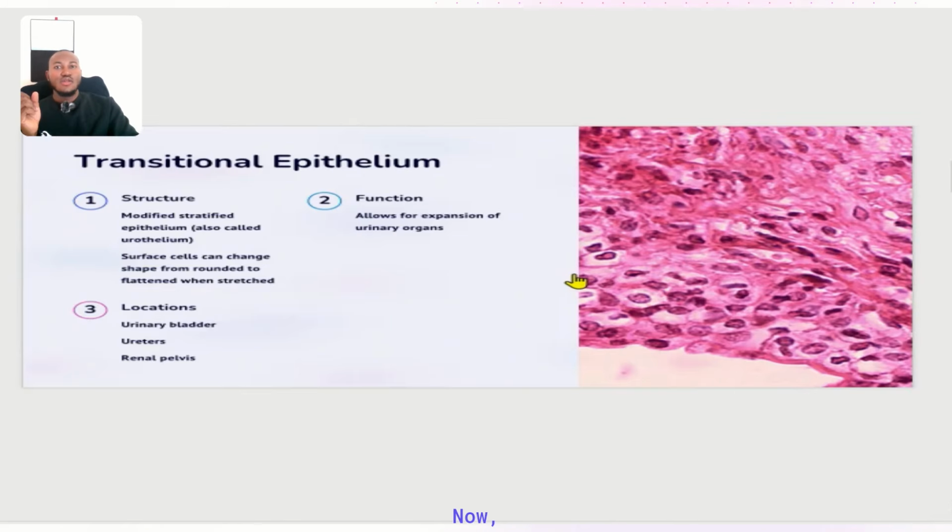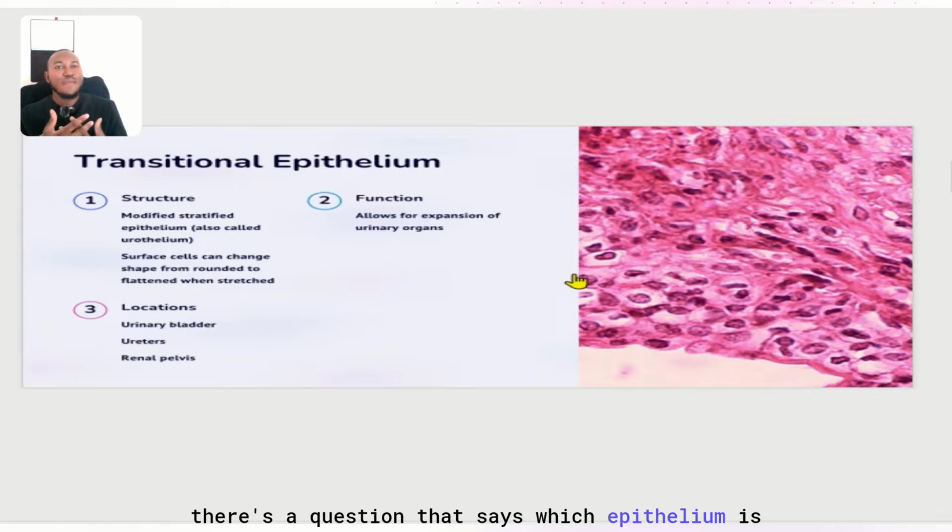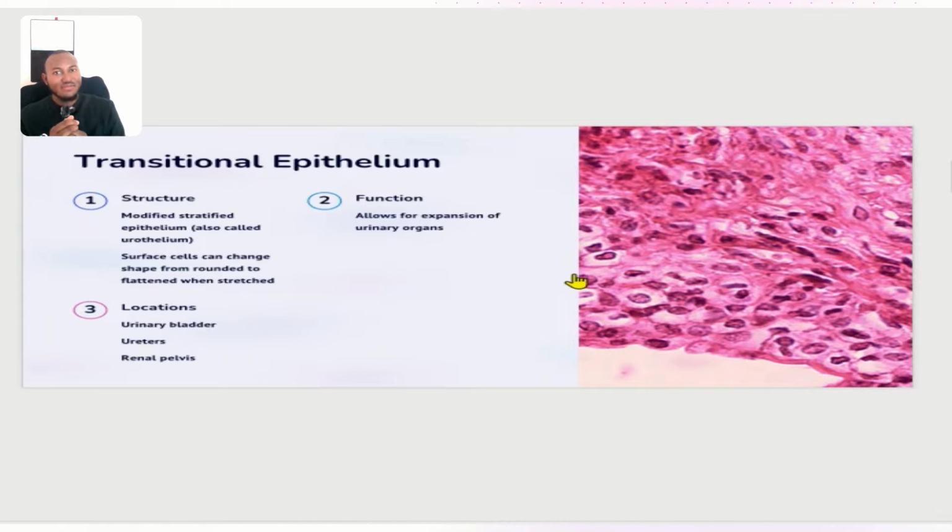You understand? Now, there's a question that says, which epithelium is found in the urinary bladder? Remember, it is what? Transitional. Another name for transitional is what? Urothelium. So if you just see urothelium, you pick that answer. But before that, there are other answers. Like found in a urinary bladder has dash epithelium that resembles dash. Urothelium actually resembles squamous epithelium. It resembles what? Squamous epithelium.